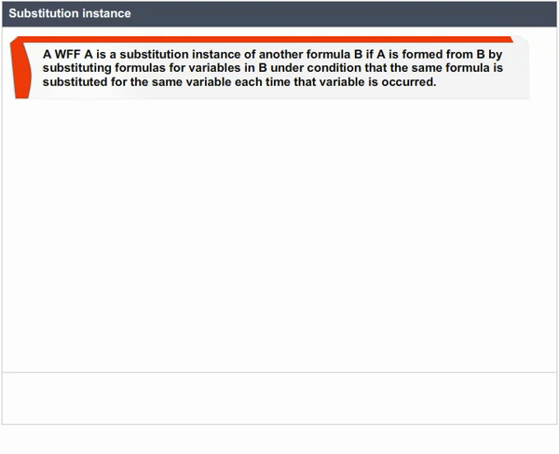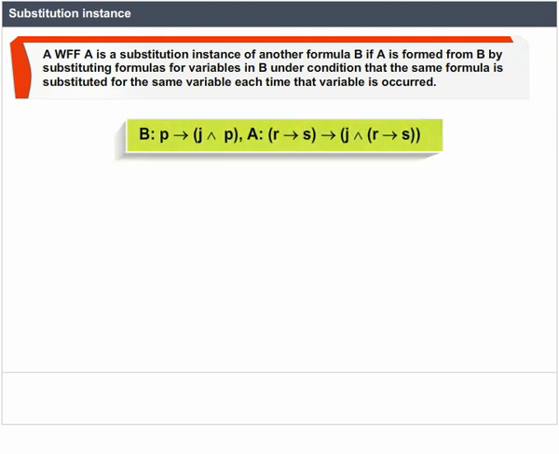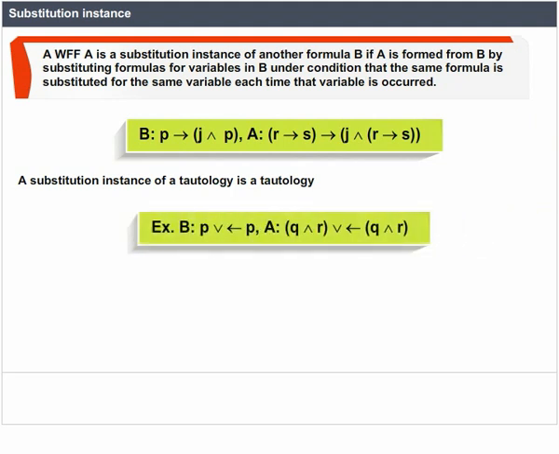P implies J and P, A, or implies S, implies J and or implies S. A substitution instance of a tautology is a tautology. Example: P or implies P, A, Q and or implies Q and R.